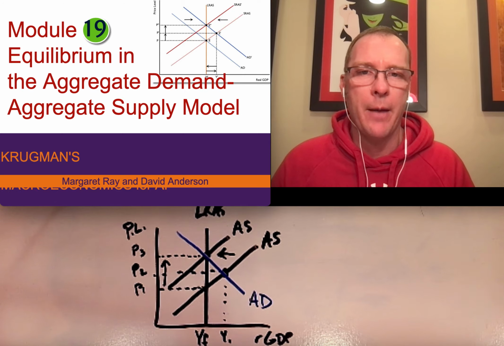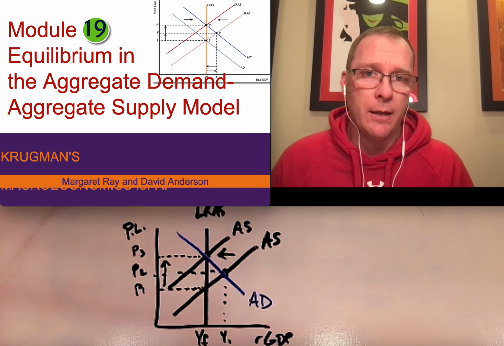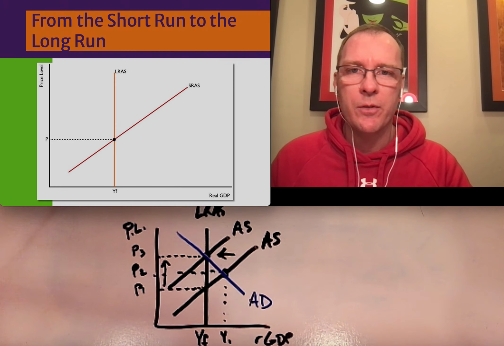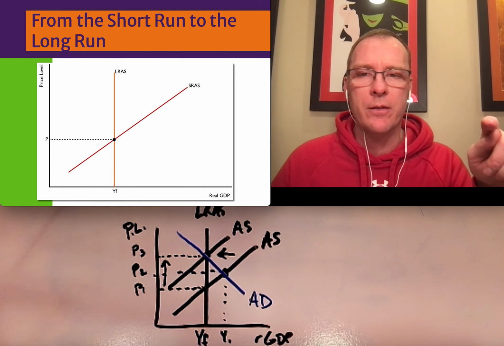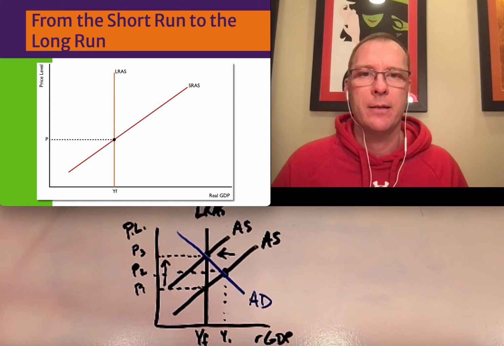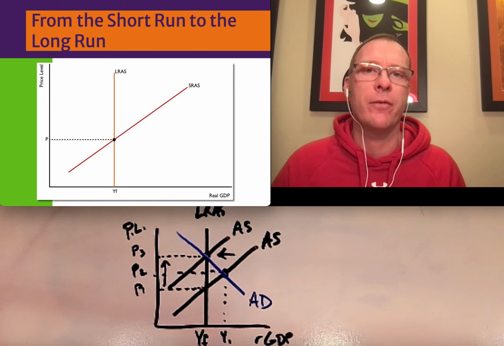But it basically all happens because wages are sticky, and you're going to have to go through this process of moving around your short run aggregate supply to then get us back to that long run aggregate supply at full employment.